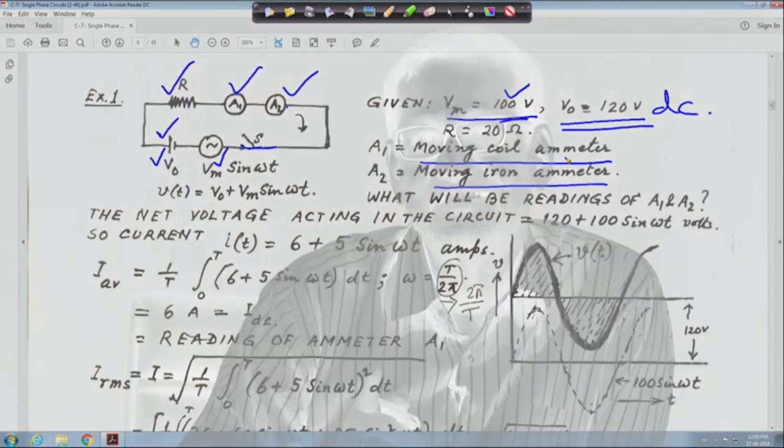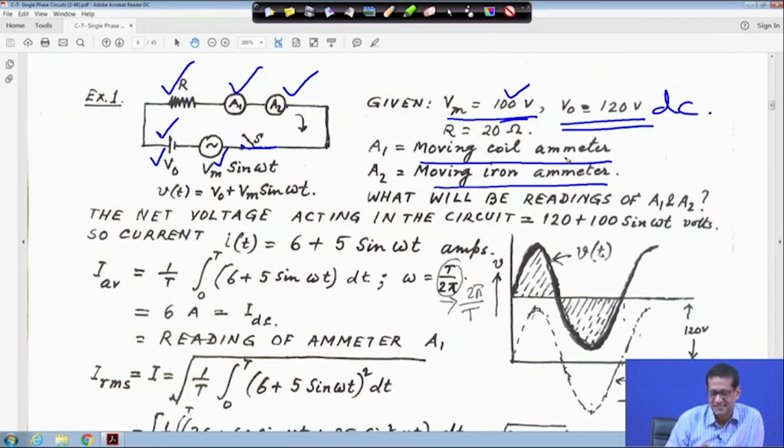So moving coil measures DC and moving iron measures AC, right. The total voltage acting in the circuit will be 100 plus 100 sin omega t, because the peak value is given as 100 volt. That means Vt is equal to V0 plus Vm sin omega t. V0 is 120, and Vm is equal to 100 volt, so 120 plus 100 sin omega t volt.